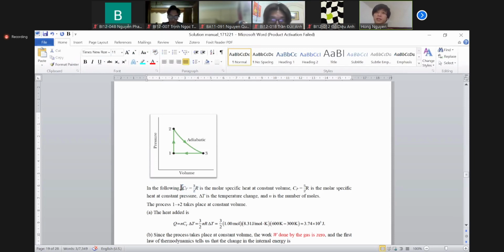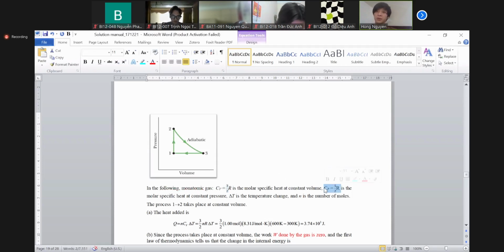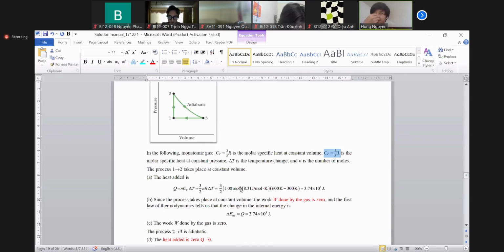we have a CV. Monatomic gas, we have CV equal this value. Cp is this value, okay? Now, we want to know the heat of the process 1 to 2. Because this is a constant volume process, then the heat equal NCV delta T. This can be applied for a constant volume process. Good.